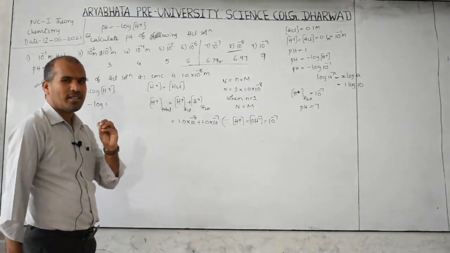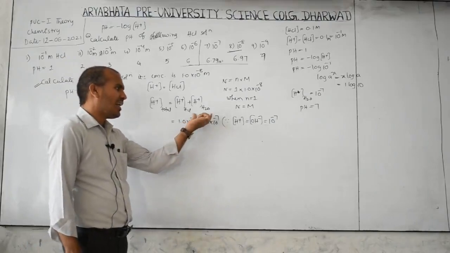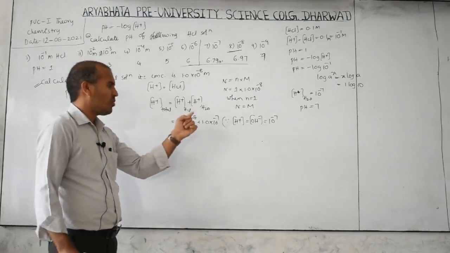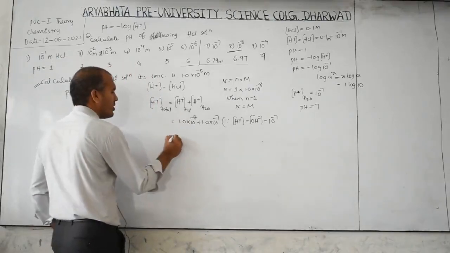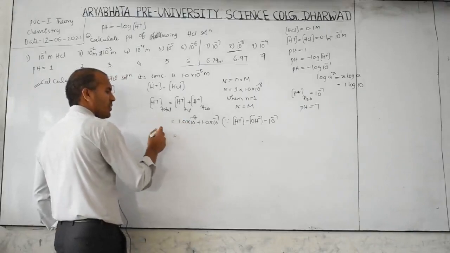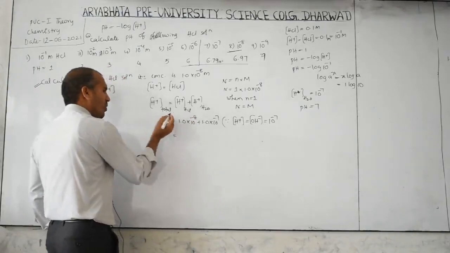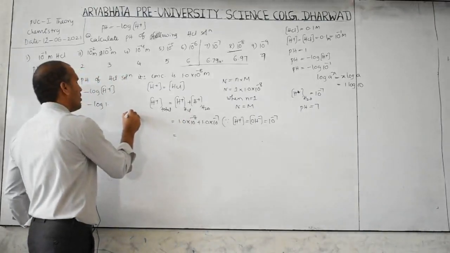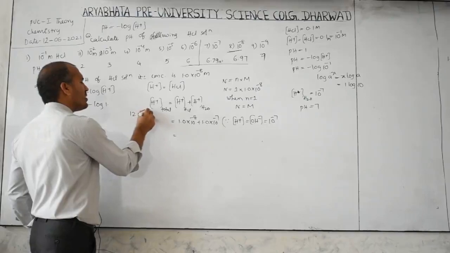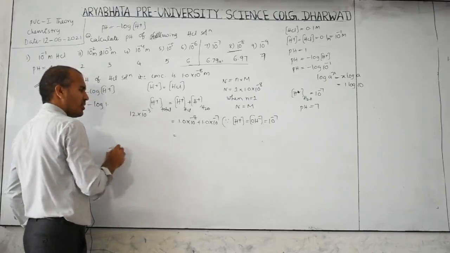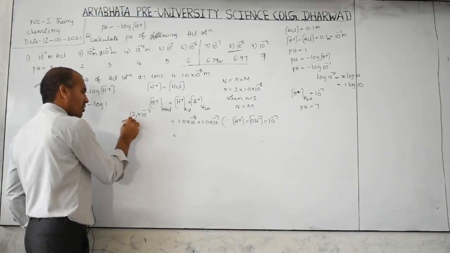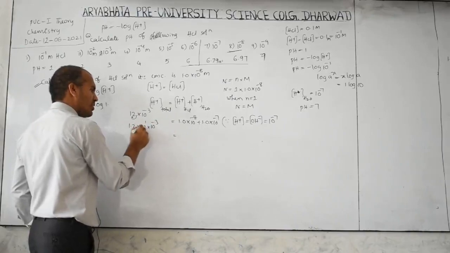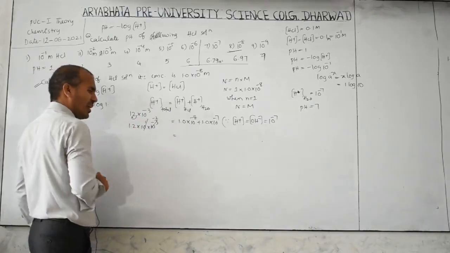Already in the classroom I told you not to add directly, because when you add, the power should be the same. For the power to be the same, the decimal point must be shifted back, and then the power becomes a positive value. For example, take 12 into 10 power minus 3. The point is here. When the point is shifted back, it becomes 1.2 into 10 power plus 1, into 10 power minus 3. The 1 cancels, minus 2 is left. This is the answer.